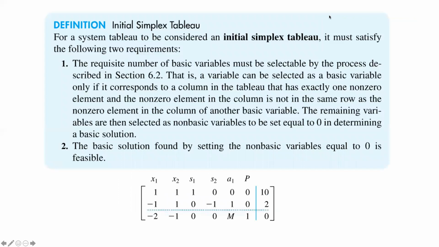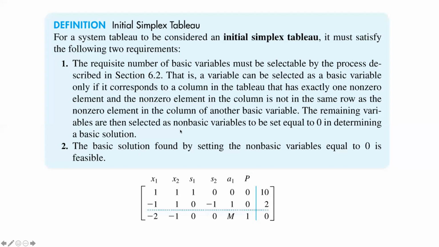So the initial simplex tableau, the definition of it, is that the requisite number of basic variables must be selected by the process described in section 6-2. Well, that's the same steps we were just doing. Basically, a variable can be selected as a basic variable only if its corresponding column in the tableau has exactly one non-zero element. For example, S1 here is a basic variable because it has zeros and 1 is the only number in that column. You'd also see that profit is the only other basic variable. And the non-zero element in the column is not in the same row as the non-zero element in the column of another basic variable.